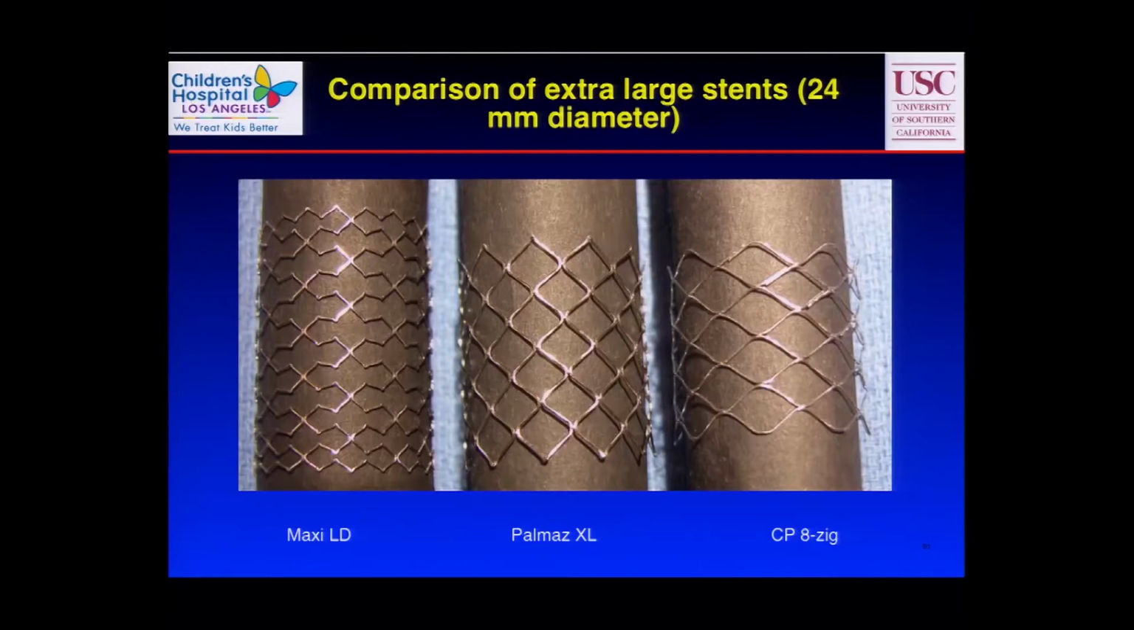So here's the example of the extra large stents now for the aorta and the outflow tracts. The Max LDs, the Palmaz XLs, and the CP8. Again, these go up to about 24, 25 millimeters.